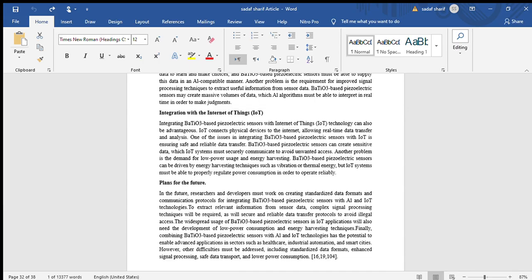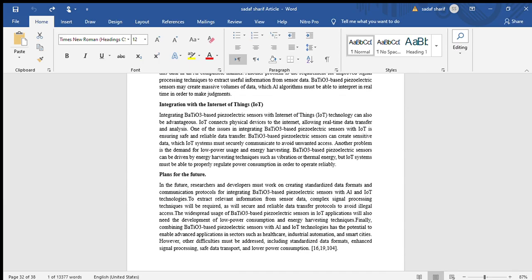Another problem is the demand for low power usage and energy harvesting. A barium titanate based piezoelectric sensor can be driven by energy harvesting techniques such as vibration or thermal energy, but IoT systems must be able to properly regulate the power consumption in order to operate reliably.